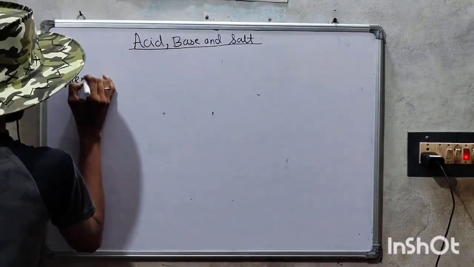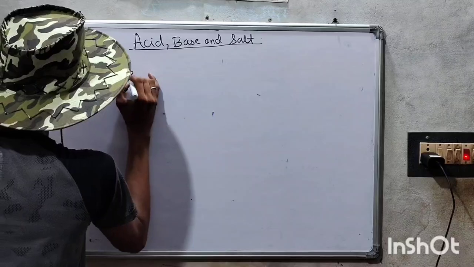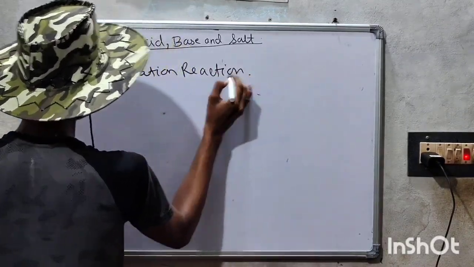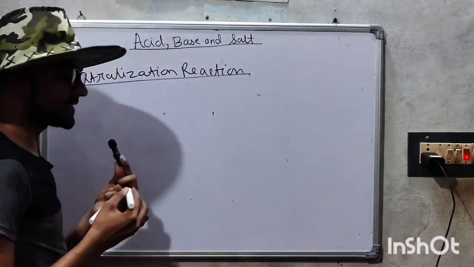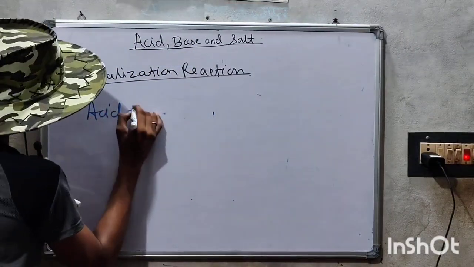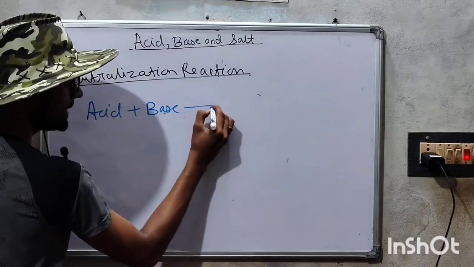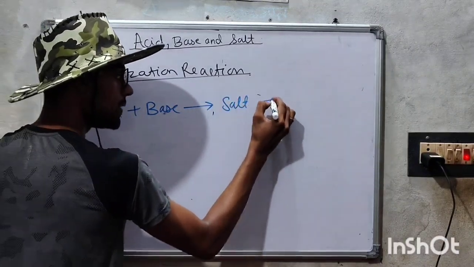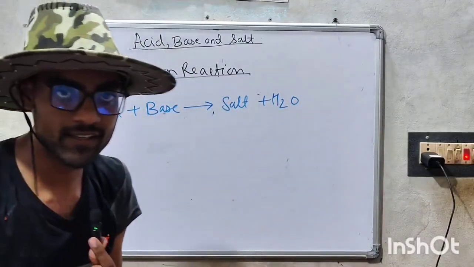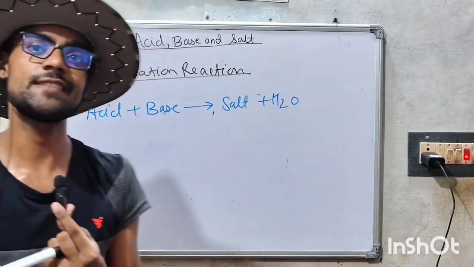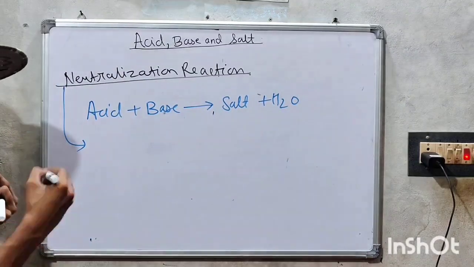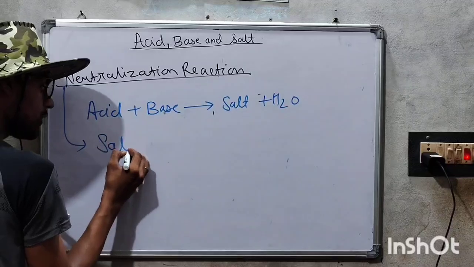Neutralization reaction. So now we are discussing the neutralization reaction. In a neutralization reaction, an acid reacts with a base, and it gives salt plus water. This reaction is known as the neutralization reaction, and from it a salt is formed. So we can say that a neutralization reaction is the formation of a salt.